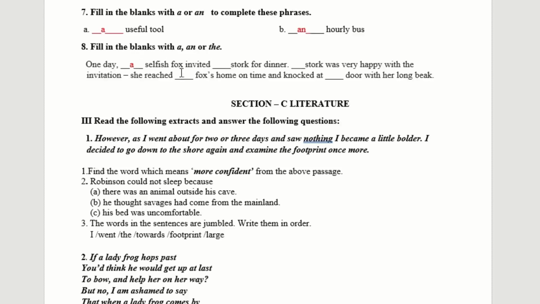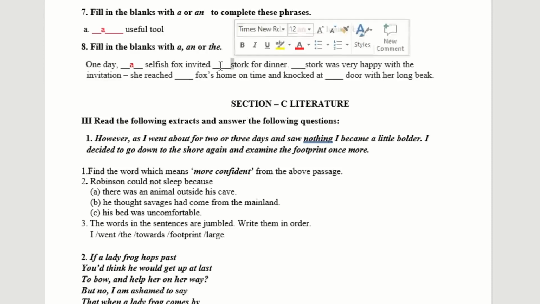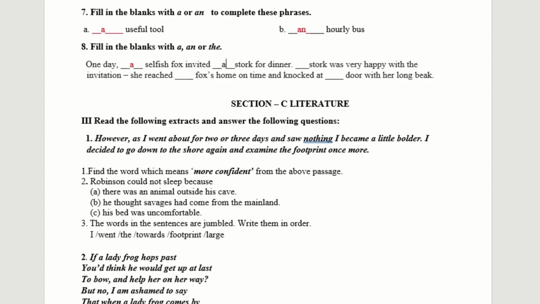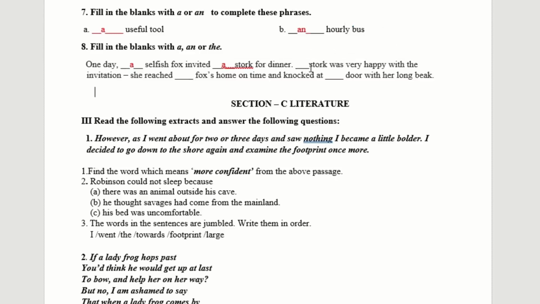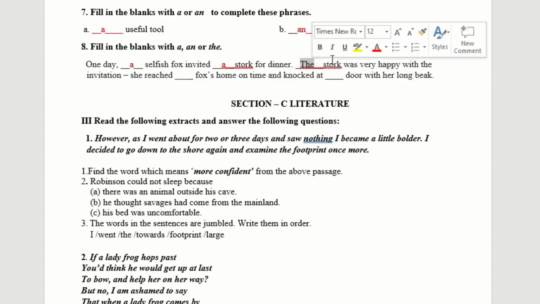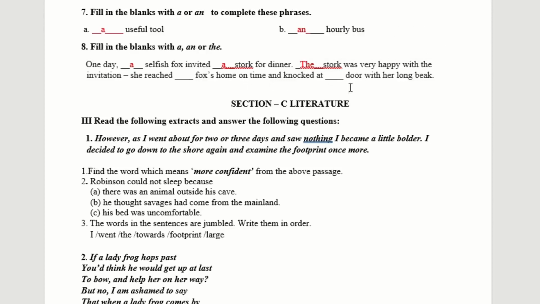Then, one day a selfish fox invited the stork for dinner. Here again, stork is used for the first time and it starts with a consonant sound, so we can use a. Then after the full stop you can see that the stork was very happy with the invitation. Here the word stork is repeated, so we have to use the word the. If the word is repeated, we have to use the word the.